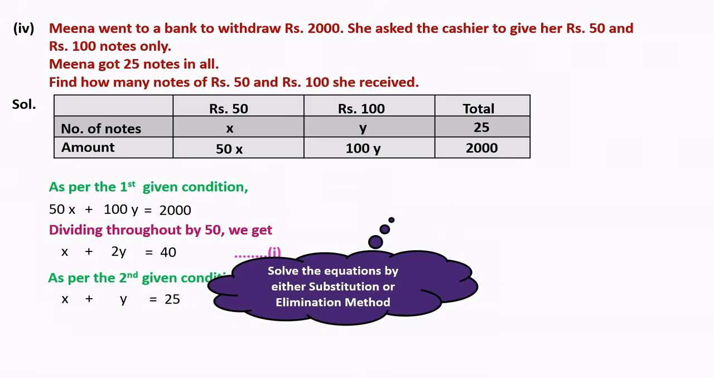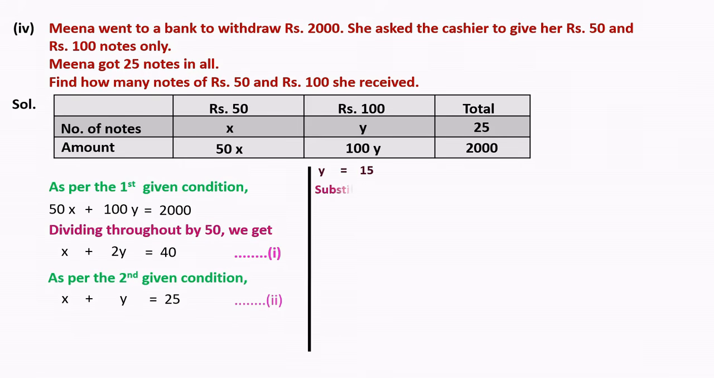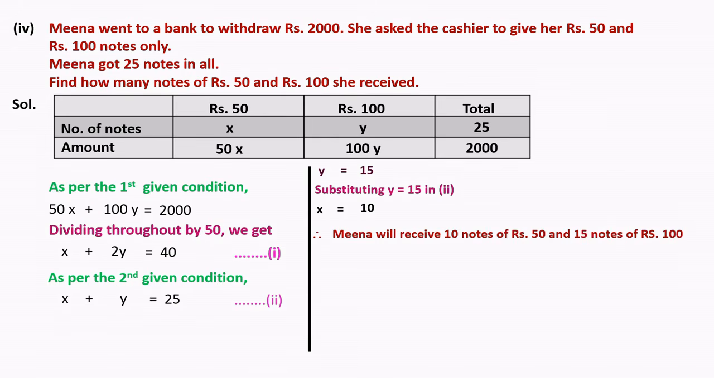From equation 1, x equals 25 minus y. Substituting in equation 2, 25 minus y plus 2y equals 40. So, 25 plus y equals 40, which gives y equals 15. Substituting y equals 15 in equation 1, x equals 10. Therefore, Meena received 10 notes of 50 rupees and 15 notes of 100 rupees.